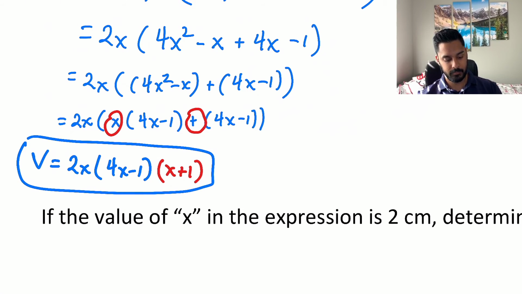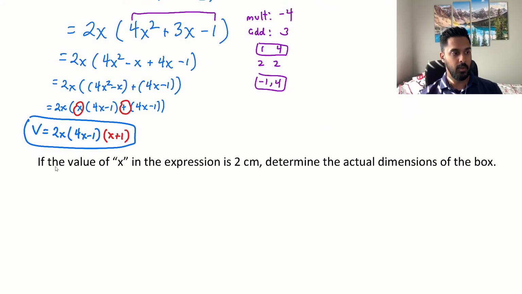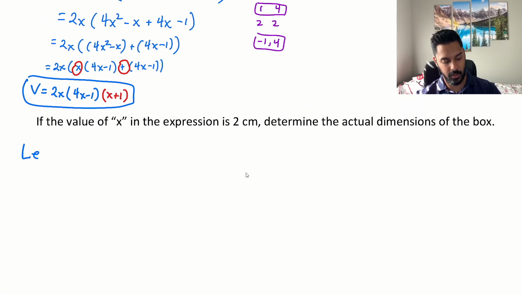That's important. Okay, so now underneath, we're told that if the value of x in the expression is 2, determine the actual dimensions. So before, when I factored it, I didn't actually know what x was, right? So this expression could represent any box. X could be anything. Now x represents an actual number. So now I'm talking about one specific box where x is equal to 2. So we need some dimensions. We've got a length, we've got a width, and we've got a height, right? So 3 things.